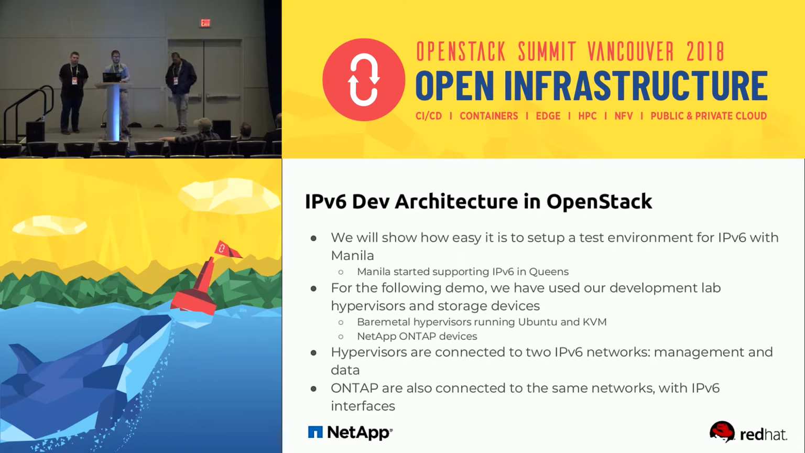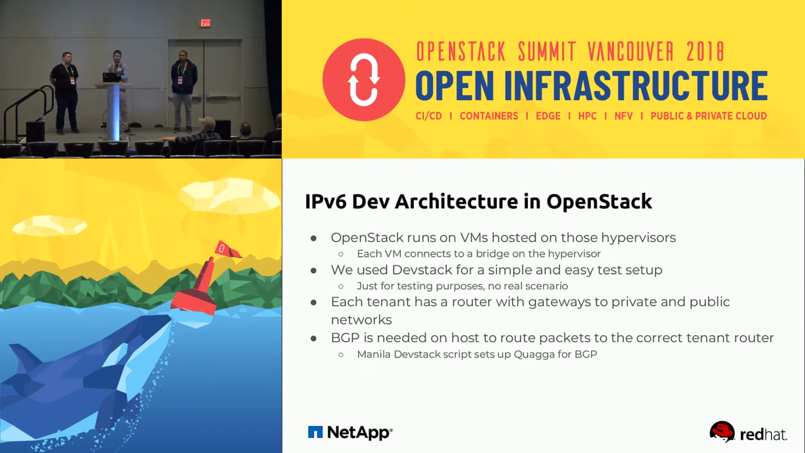So in this demo, we have used our dev lab hypervisors and storage. We have our devices connected to switches that support IPv6. So we have two networks. Of course, we have the management and data network. And both bare metal hypervisors and our ONTAP storage device are connected to these networks.